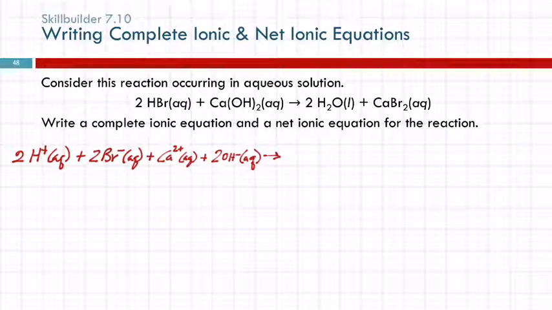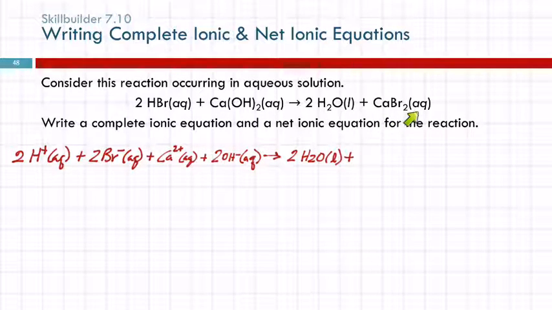The first product is water. The state symbol here is L for liquid. This is not a soluble ionic compound. I'm not going to separate it into ions. So if it says L, G, or S, just write it down. Don't mess with it. So I'm just going to copy that down, 2H2O, in parentheses, lowercase l, and go on to the next one.